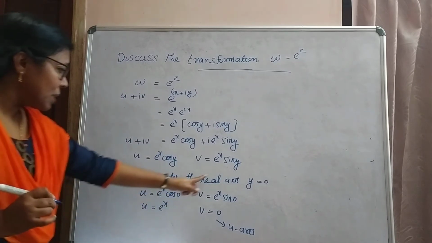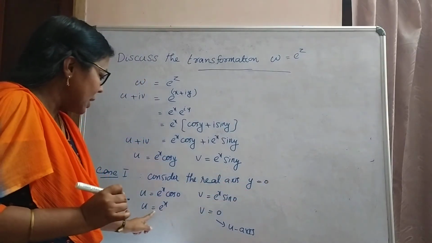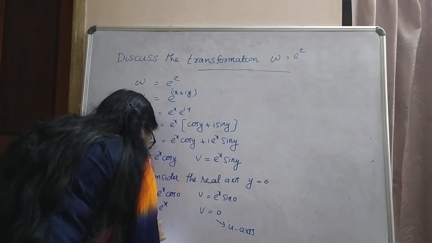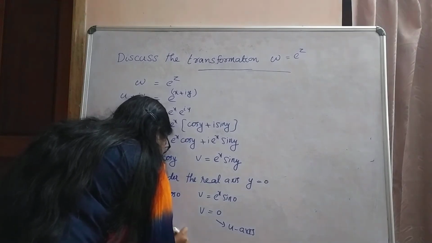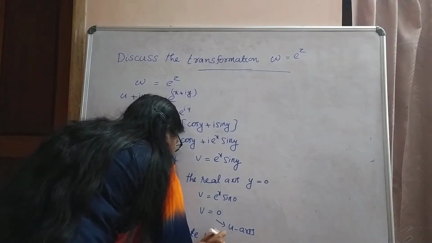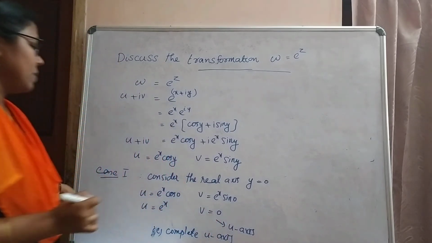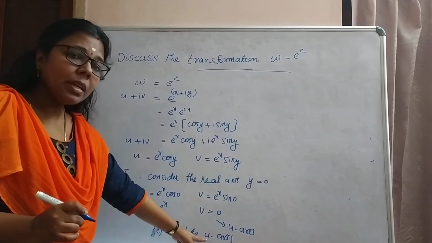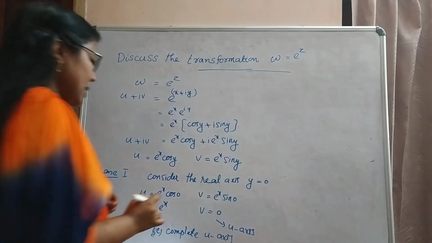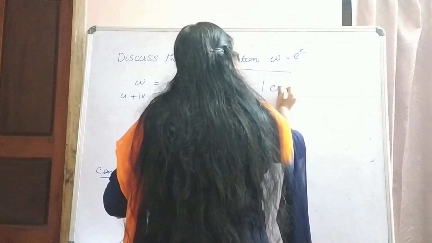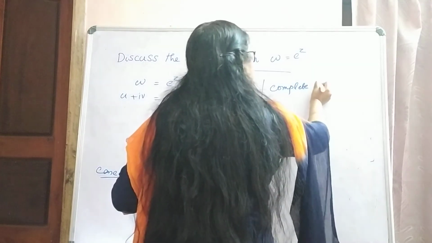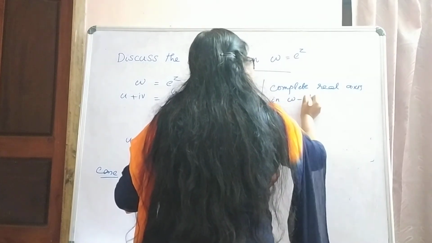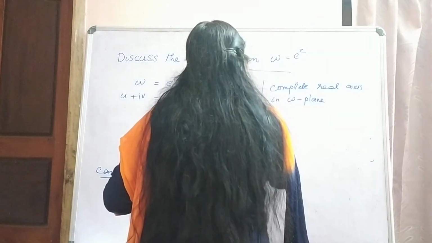Therefore, the image of real axis y equal to 0 is the complete u axis. That is, the image of the real axis y equal to 0 is the complete real axis in the z plane, complete real axis in w plane. Then case 2.